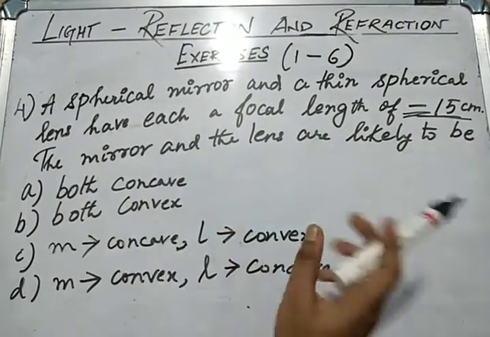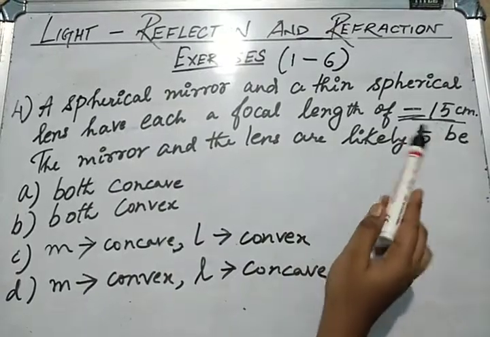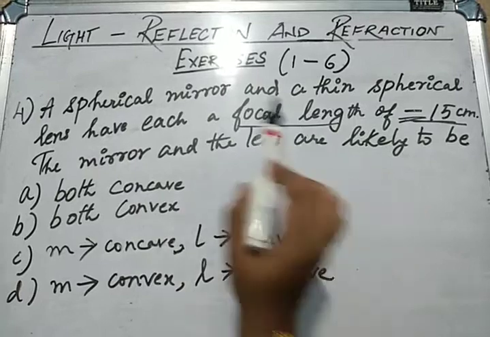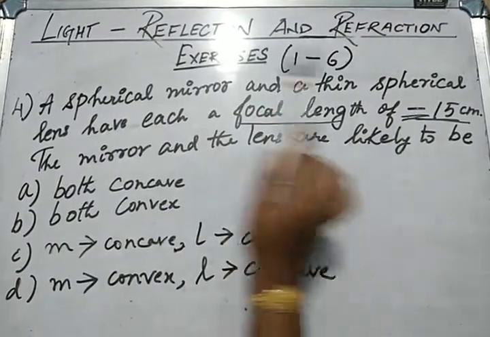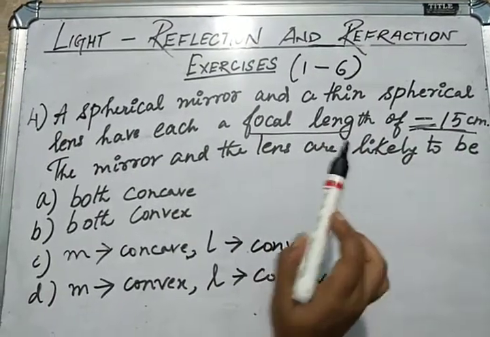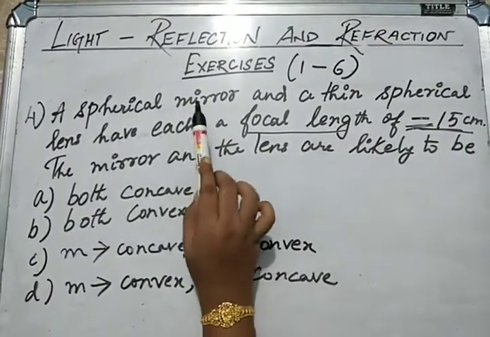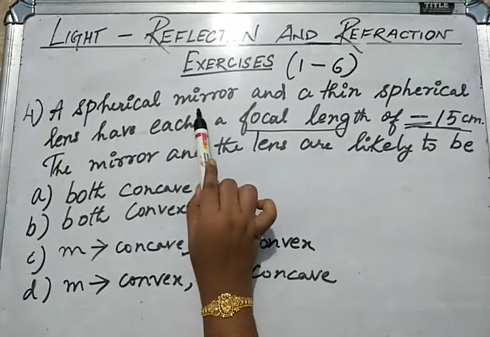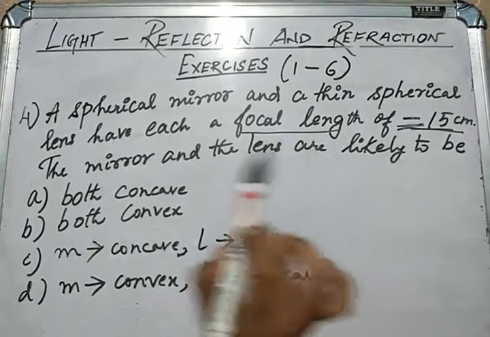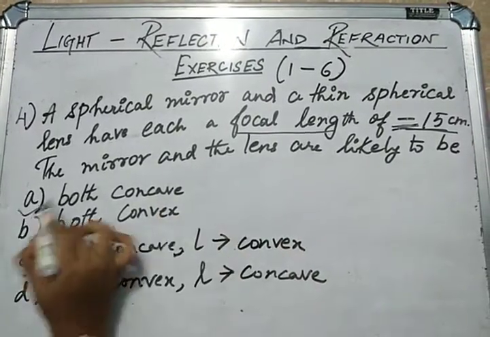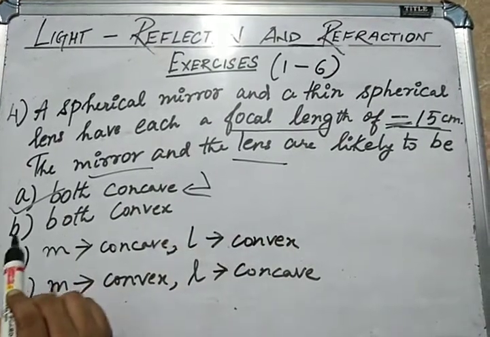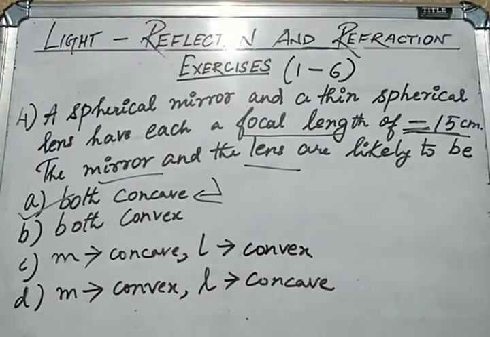So we know that whenever there is a negative sign, it indicates that it is concave. The focal length of the spherical mirror as well as the spherical lens is minus 15 centimeter. So the focal length of a concave mirror and a concave lens is both negative. Therefore our answer is both concave. The mirror and the lens are concave. Now we move on to the fifth question.